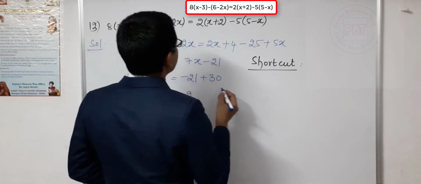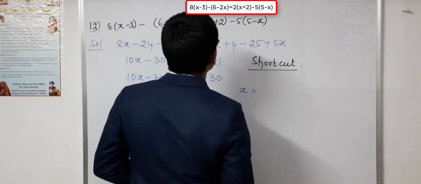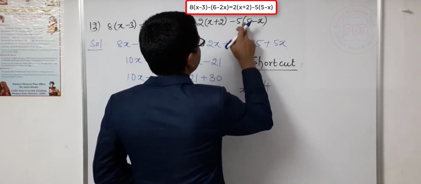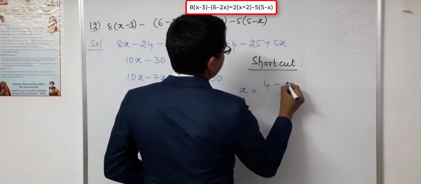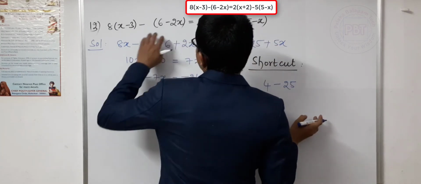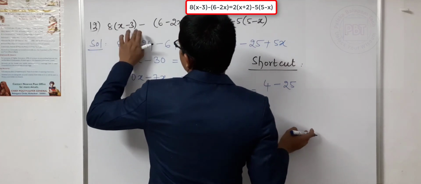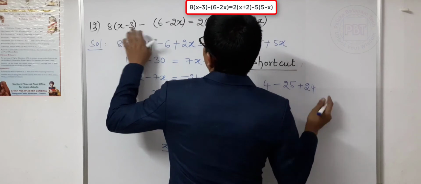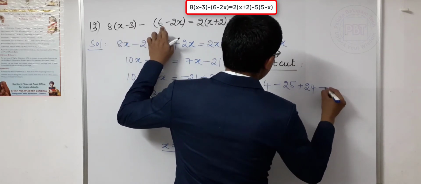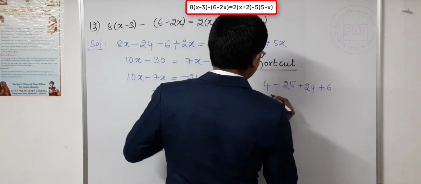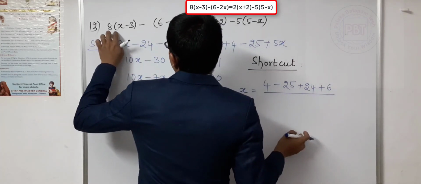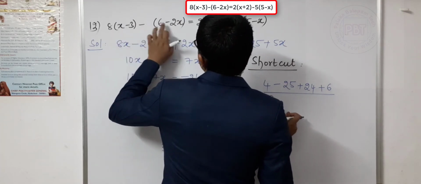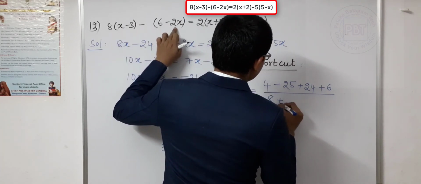The variable is x here. X equal to constants I am going to write. 2 2s are 4. Minus into plus is minus. 5 5s are 25. And this side constants 8 3s are 24. Minus 24 becomes plus 24. And here minus 6 becomes plus 6 here. And that is divided by quotient of the variables. 8 into x is 8x. The quotient is 8 here. And here minus into minus plus 2x. The quotient is plus 2.